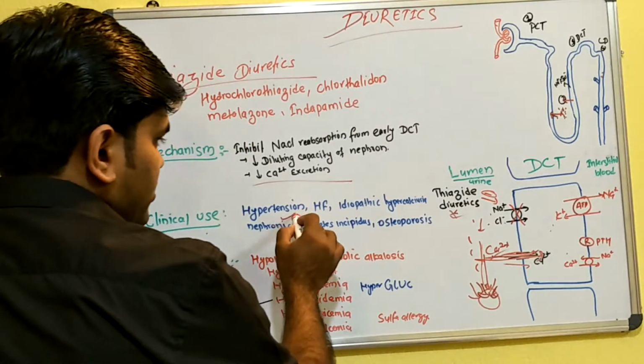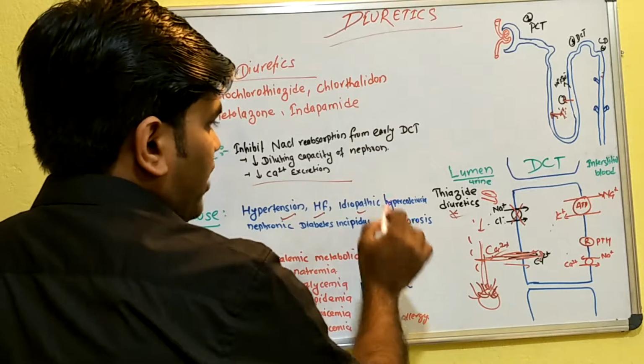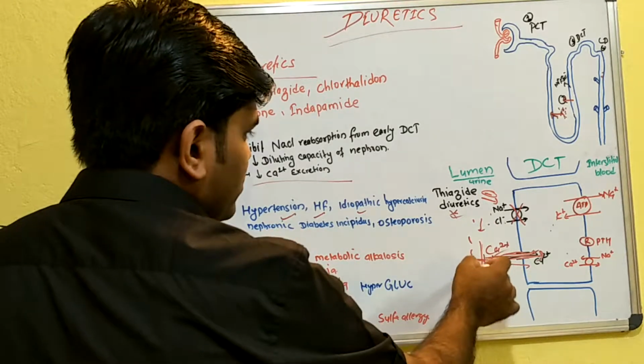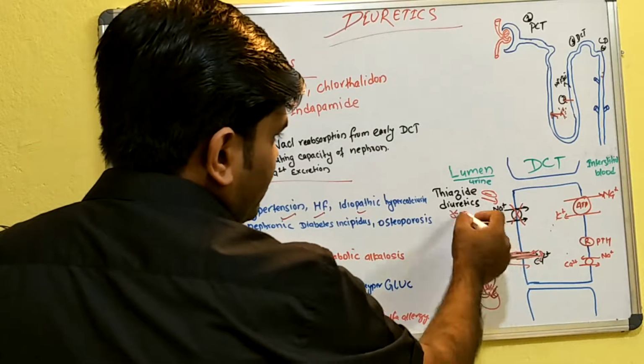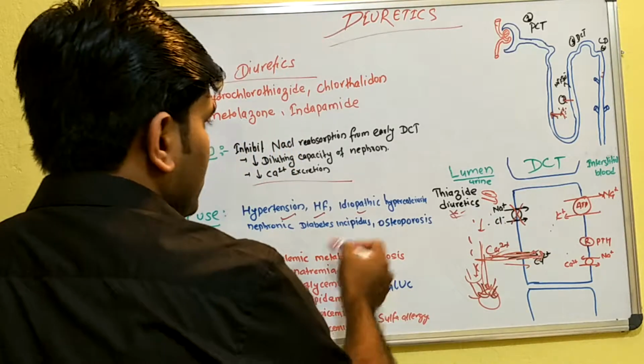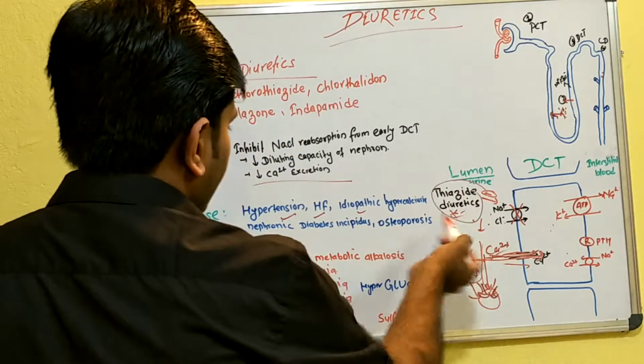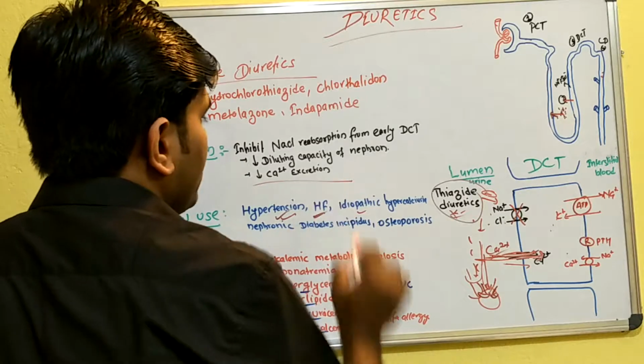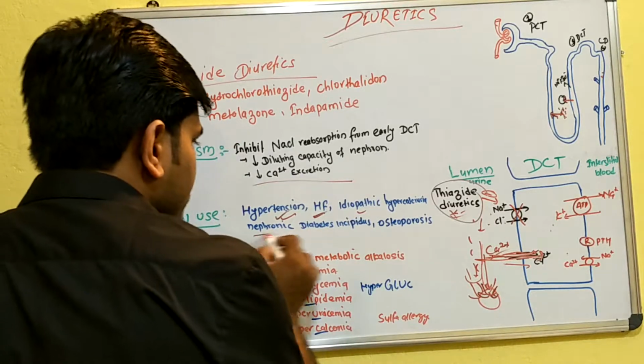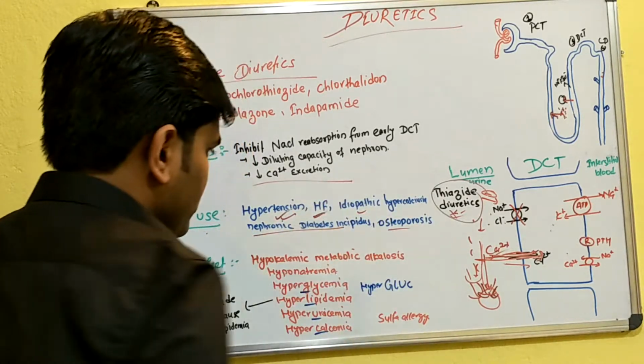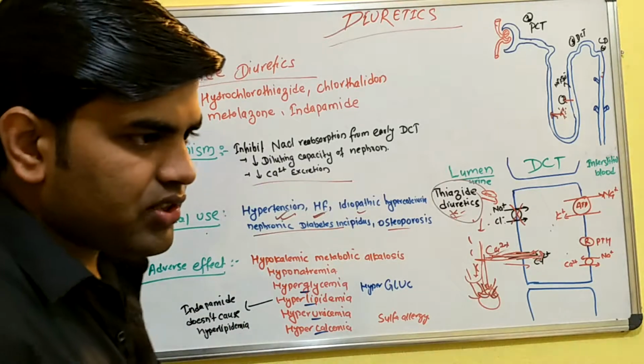Clinical use: hypertension, heart failure, idiopathic hypercalciuria. If calcium is lost more in the urine, you can give a thiazide and absorb the calcium, while diuresis can be maintained and helps in hypertension and heart failure. Then there is nephrogenic diabetes insipidus and osteoporosis. You may wonder about nephrogenic there.